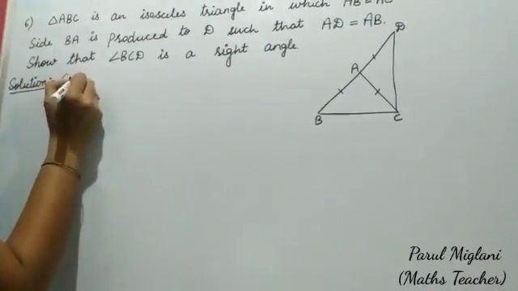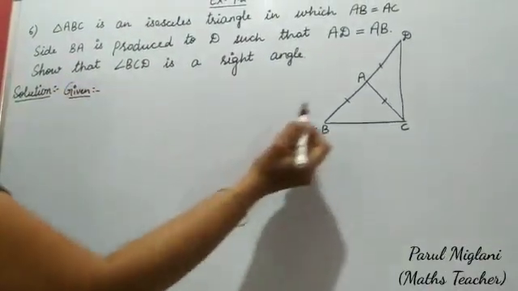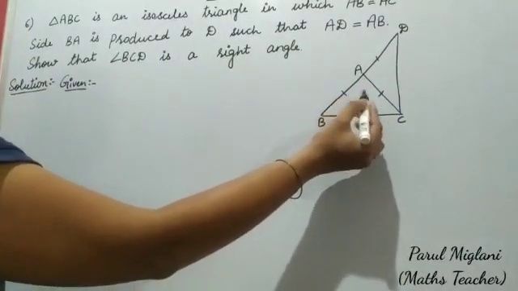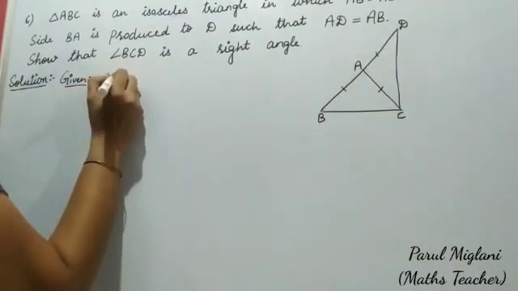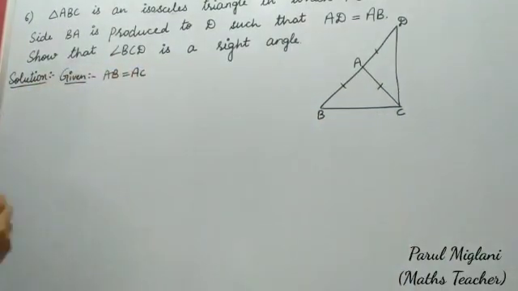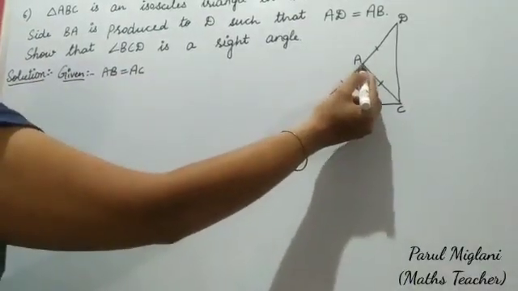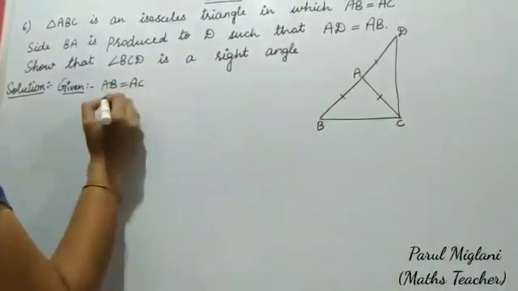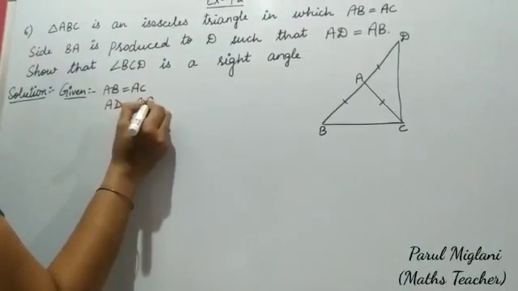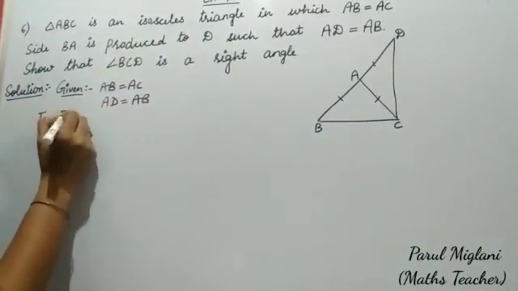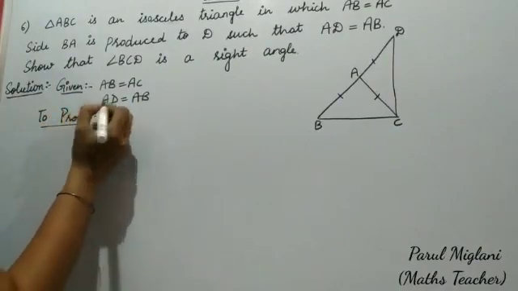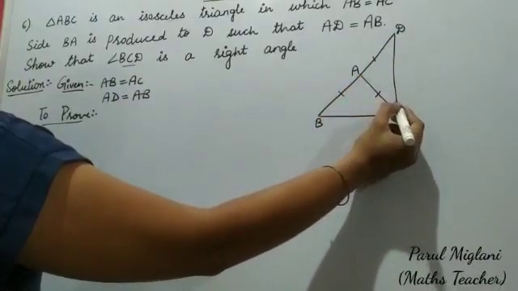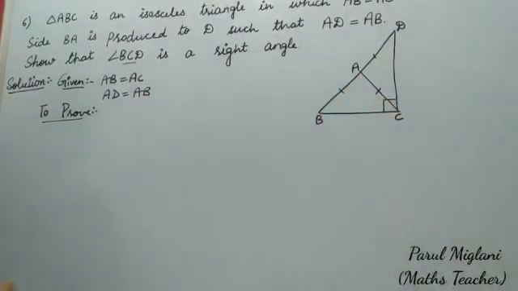In this question, given is triangle ABC, an isosceles triangle in which AB is equal to AC. These two sides are equal. And this side BA is produced to point D such that AD is equal to AB. It is given, and to prove: angle BCD is a right angle. BCD means we have to show that this angle is a right angle.